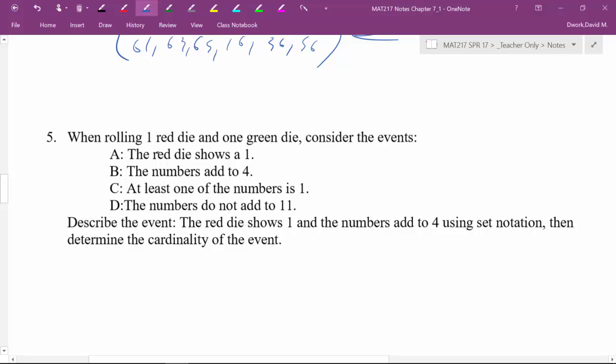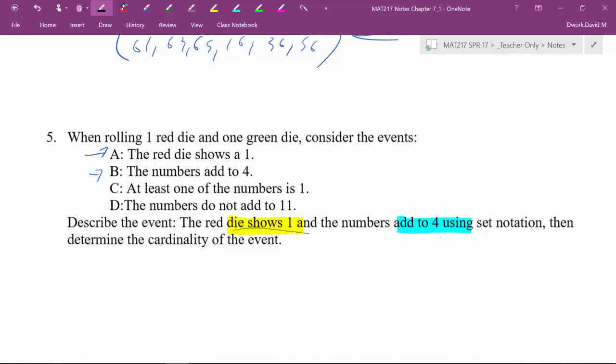So first one, when rolling one red die and one green die, consider these events. The event A would represent a red die shows a 1. The event B would represent the numbers add to 4, and so on and so forth. Can you describe the event that the red die shows a 1 and the numbers add to 4 using set notation? Set notation means union, intersect, the complements, those kinds of things that we covered in the previous chapters. So give it a shot, then unpause the video and let's see how you did, because there's nothing new here.